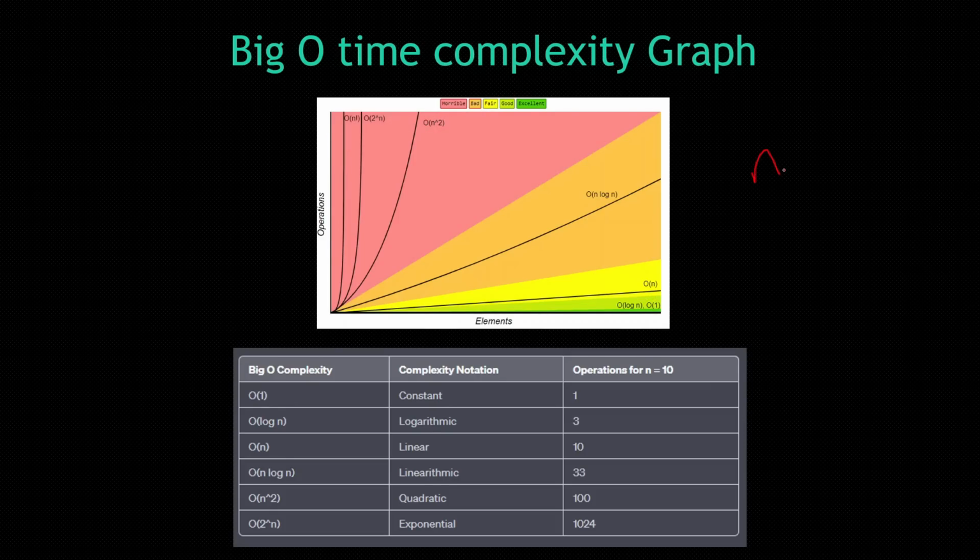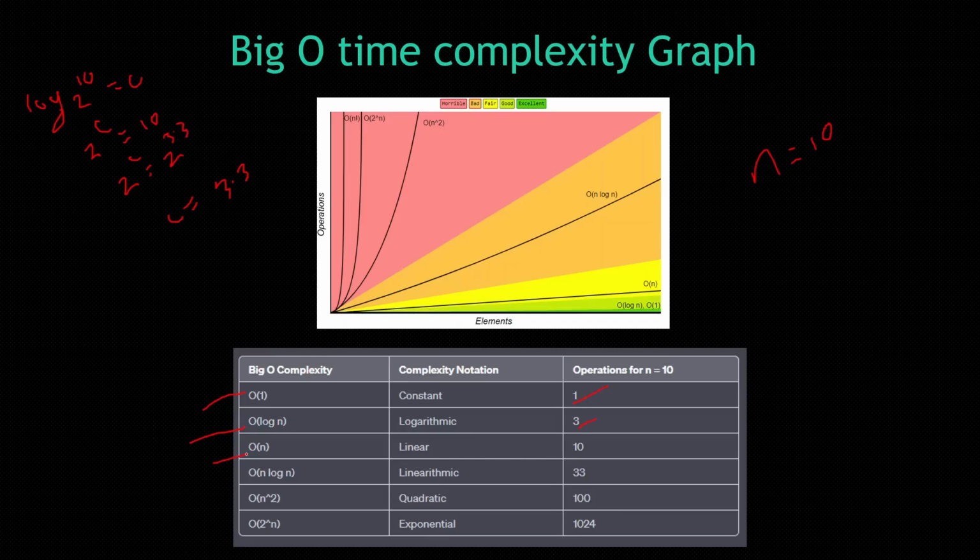Suppose input n equals 10. Let's calculate how many operations each big O complexity requires to complete the process. O of 1 complexity requires only one operation because here n is constant. O of log n requires 3 operations. How can we calculate this? We can write 2 to the power c equals 2 to the power 3.3 something, so c equals 3.3. We can write the integer value 3.